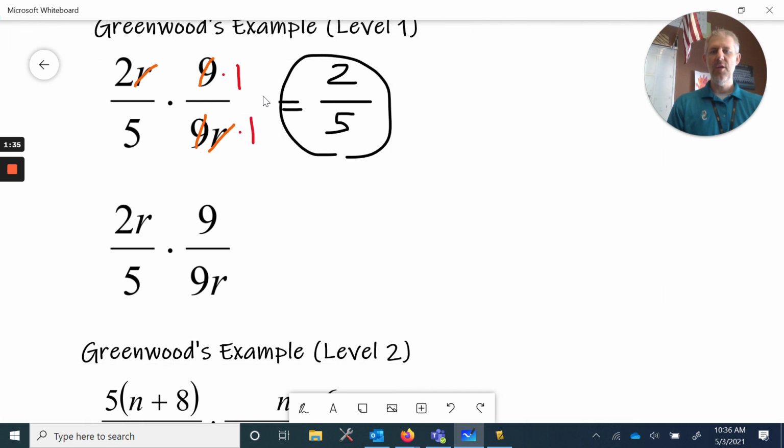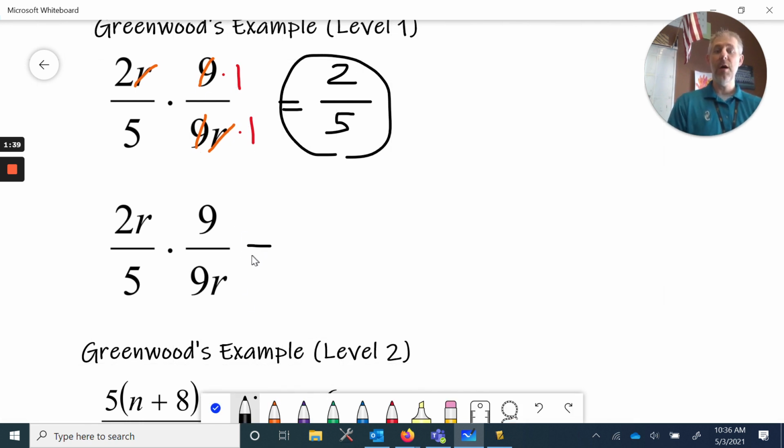Another way, if you didn't follow all the canceling, is to multiply first, then cancel. And this works nice with monomials, so 1 terms. So 9 times 2 is 18. So 18R over 5 times 9 is 45. So 45R. And then you can use the factor pair chart to find out common factors. Now, once I've multiplied, then I can simplify. So I notice I can cancel an R in both places.